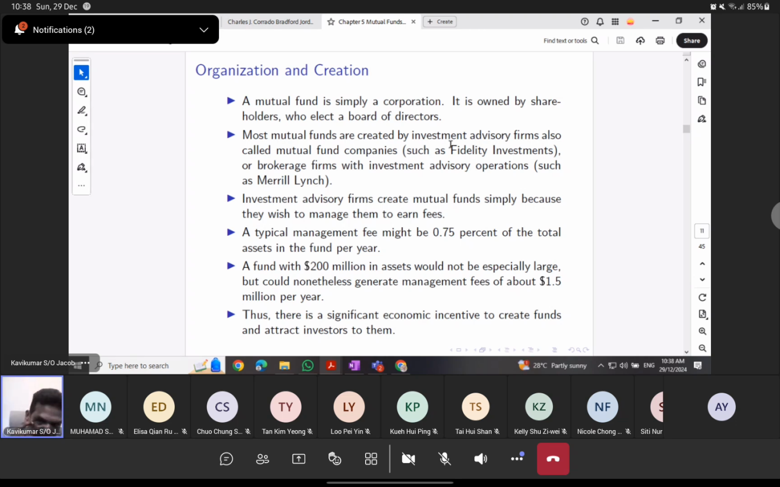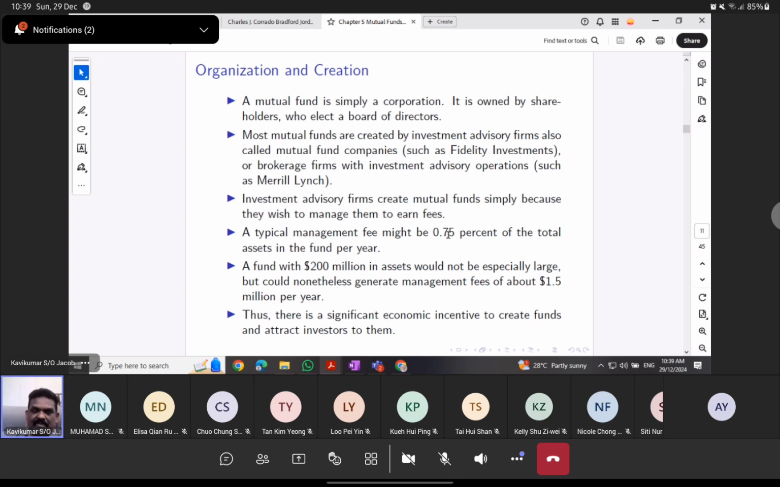Even in Malaysia we have some agencies acting as investment advisory firms to create mutual funds. Investment advisory firms create mutual funds simply because they wish to manage them to earn a fee. In view of investment firms, they only want to make a fee. They are not going to take all the money from the mutual fund. They only manage the money, and for managing the money, they impose some fee.